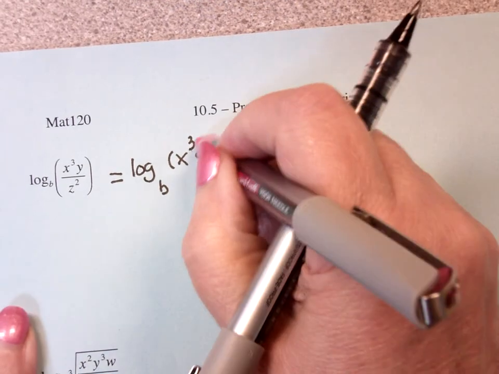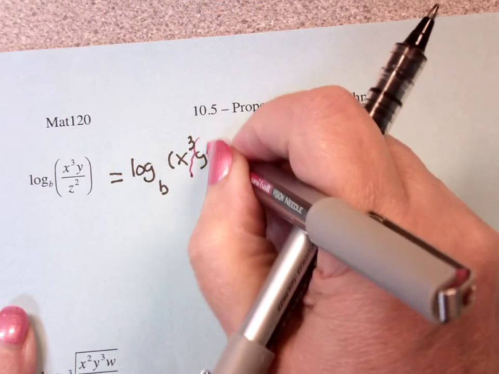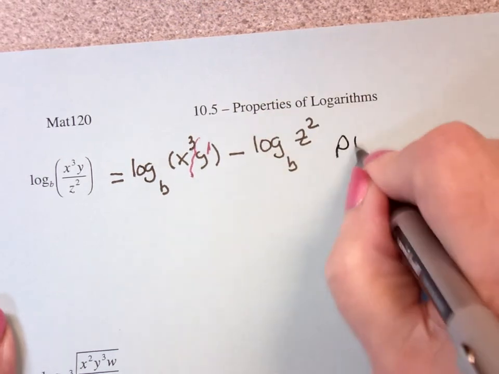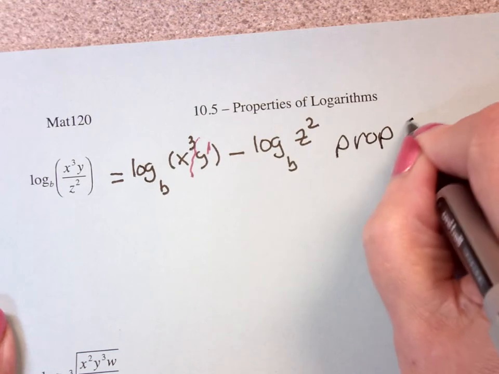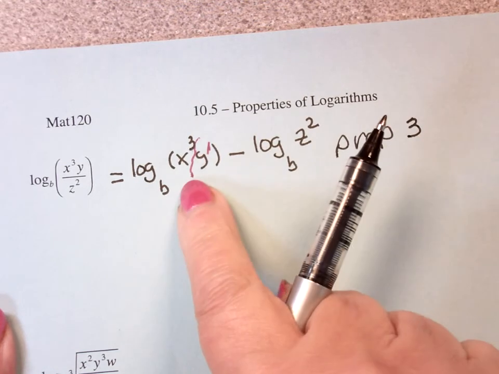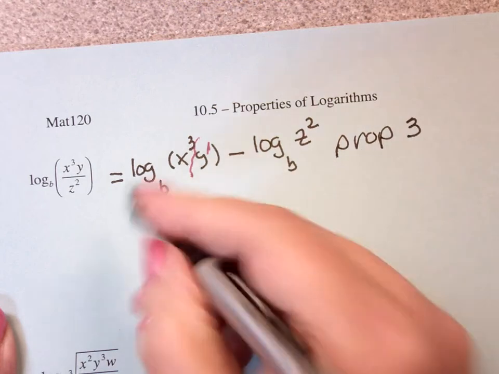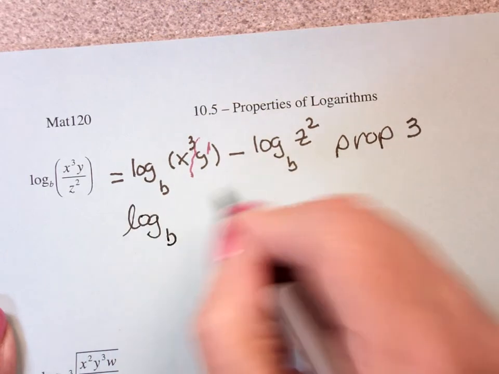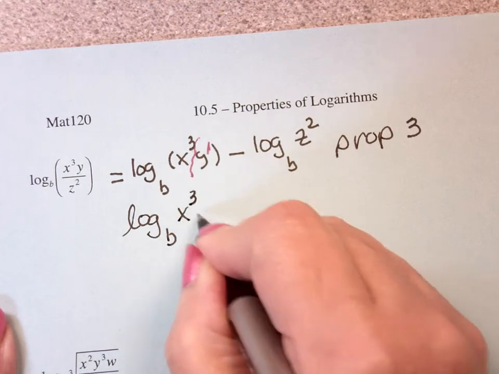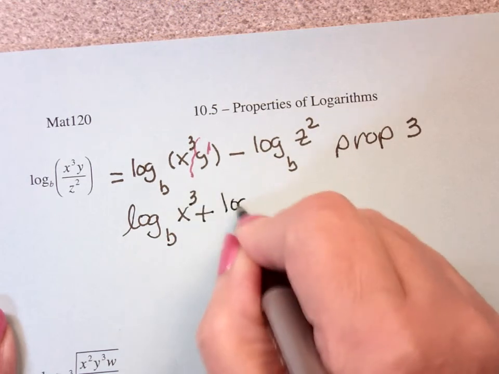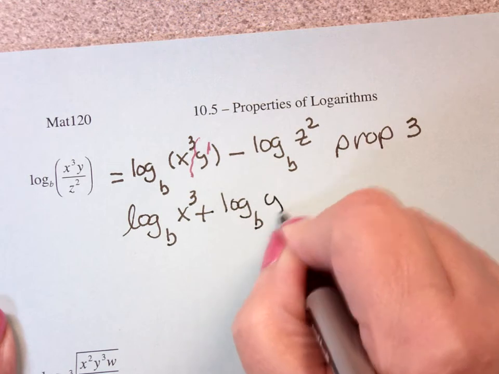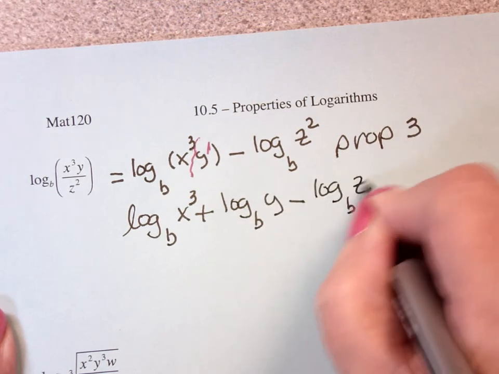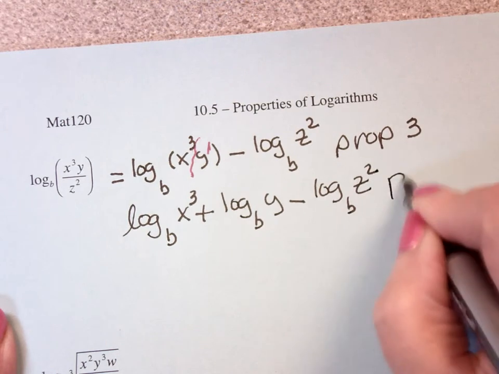Now, this is a product of two things. This is a y to the 1. The only thing being cubed is x. So this is property 3. Now I'm going to break the first one apart using property 1, because a product turns into a sum. Log base b of x cubed plus log base b of y minus log base b of z squared, and that's property 1.